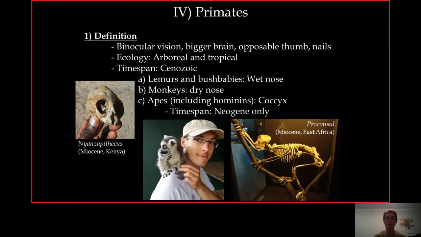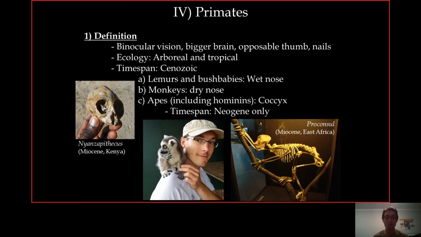So primates are easily recognizable in the fossil record because of their binocular vision. Their eyes are located in front of the skull, not on the side of the skull. If you look at a horse, for example, the eyes of the horse are located on the side. If you look at a parrot, like a bird, or any bird, you will see the eyes are located on the side, but not in primates. In primates, the eyes are located in front, on the face.